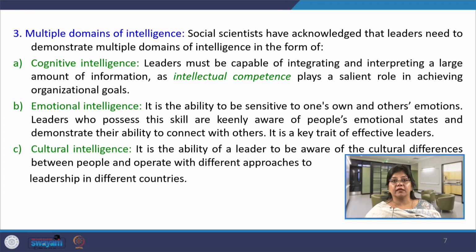So, this is emotional intelligence, and the other is cultural intelligence.